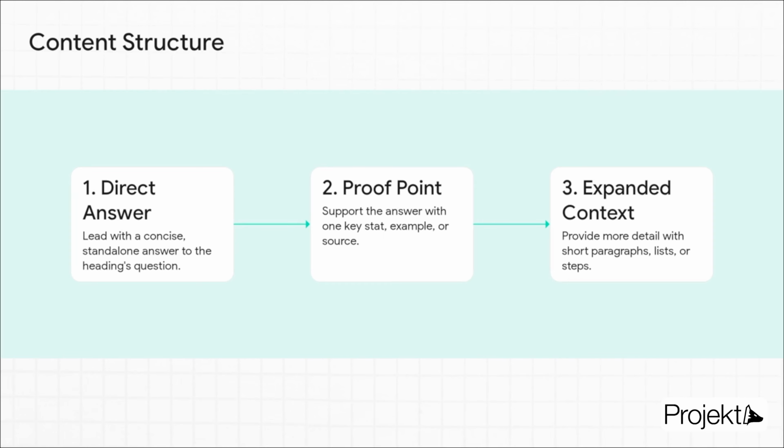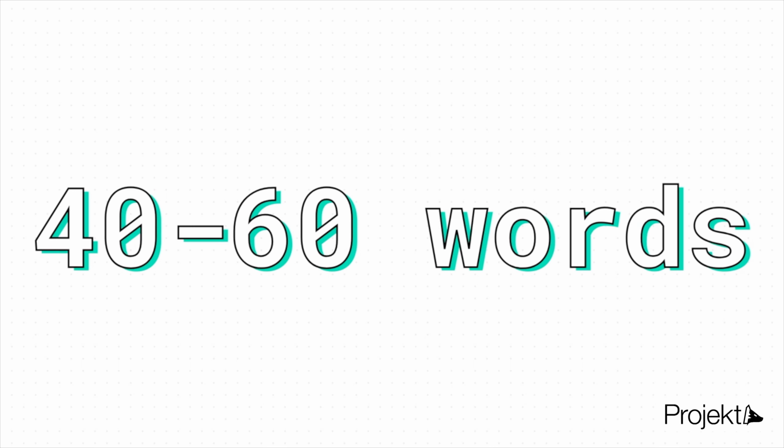So once you have that question heading nailed down, the structure underneath it is super simple, but incredibly powerful. You lead with a direct answer, you back it up with a proof point, and then you provide the expanded context. Let's dig into each of those. First up, that's the direct answer. This is your money shot.